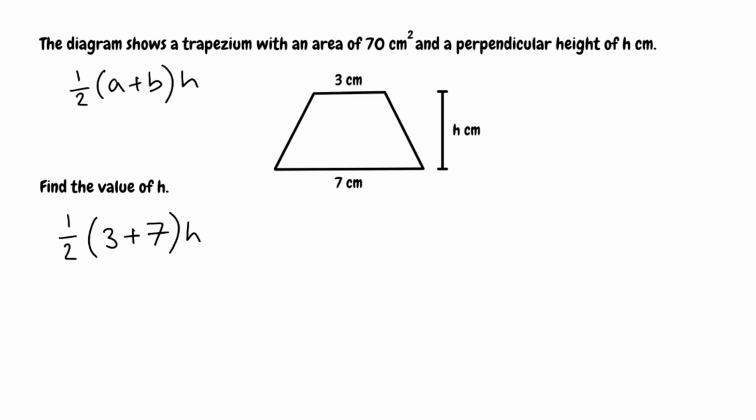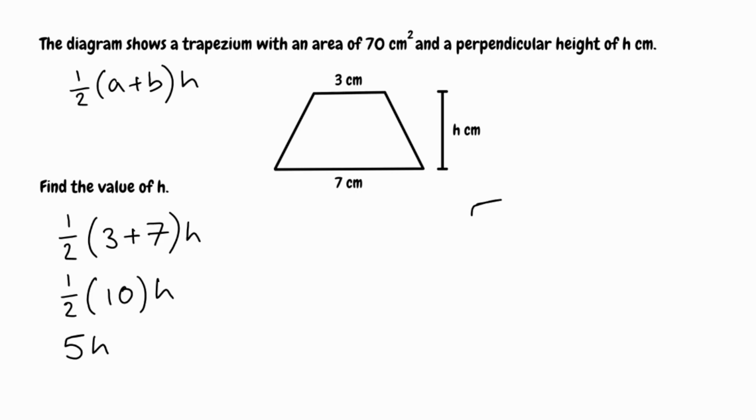Okay, what can we do here? Well, if we tidy up the bracket, we've got a half of 3 plus 7, which is 10, times h. And then I can multiply that 1/2 by 10, which gives us 5. So we've now got an expression for the area of the trapezium, which is 5h.